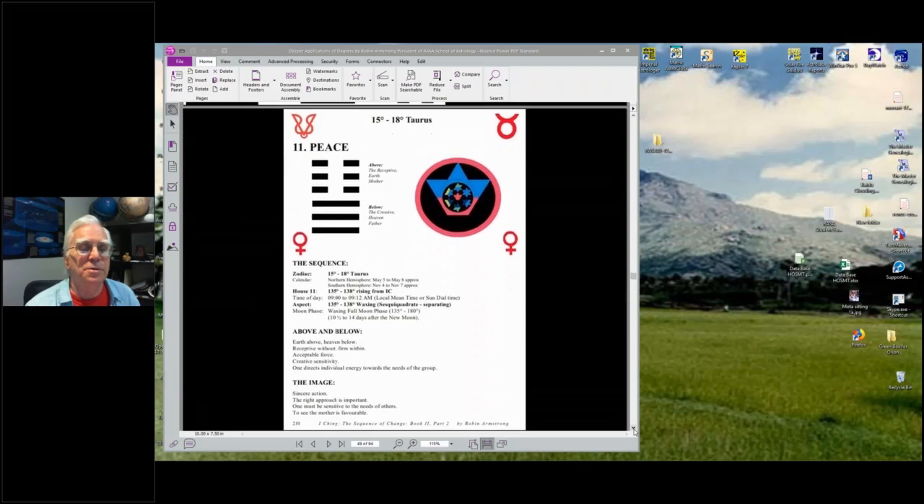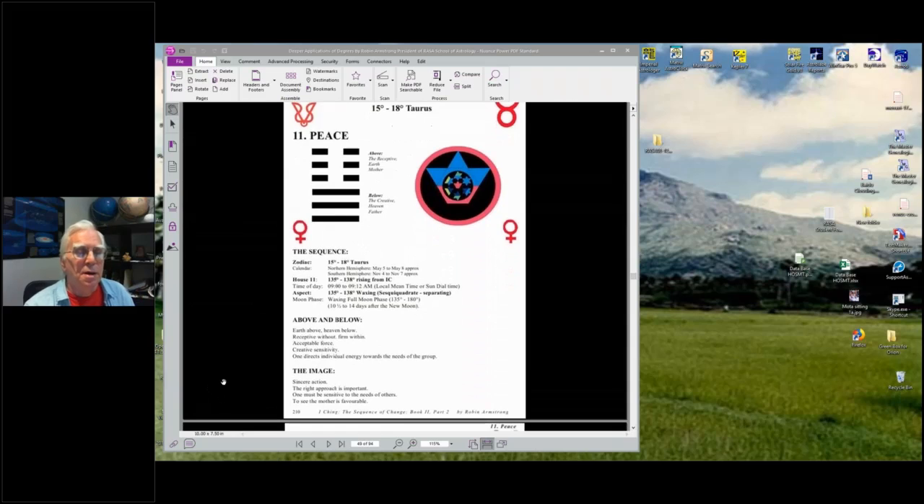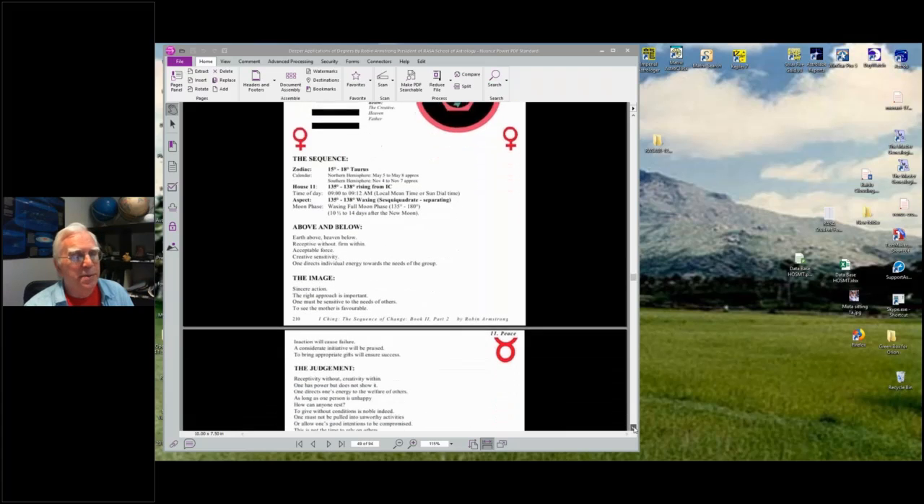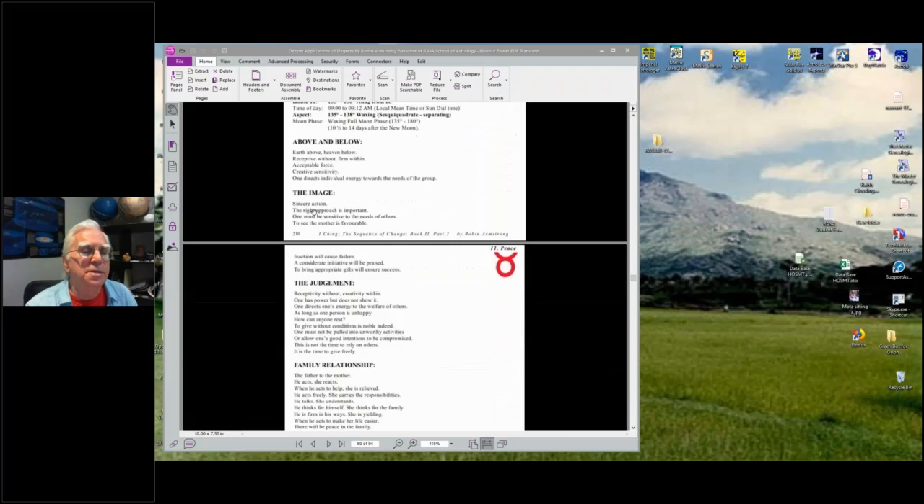Okay, so this time I'm just going for my own interpretation. Earth above, heaven below. The three lines for the earth, the mother above, the father below. Earth, receptive without, firm within. Acceptable force, creative sensitivity. One directs individual energy towards the needs of the group. And that brings peace. The image, sincere action.